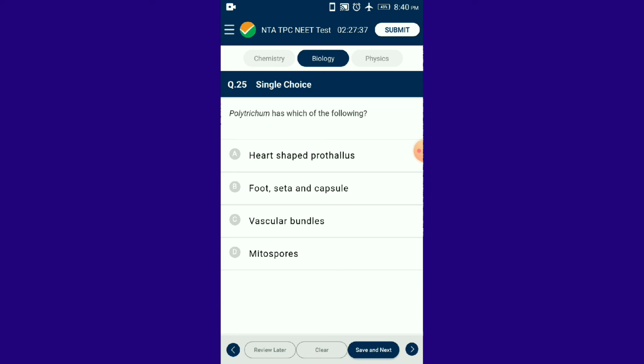The main plant body is gametophyte. There is no conducting tissue. The gametes are formed in the antheridia and archegonia. The sporophyte is partially parasitic on the gametophyte. Spores are formed due to meiosis of the spore mother cell. Heart-shaped prothallus. So the answer for this question is option B. Polytrichum has foot, seta and capsule.